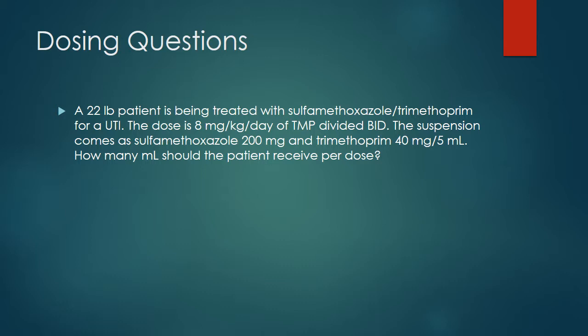The dose is 8 mg per kilo per day of trimethoprim divided BID. And again, this is a big reason why we run into dose errors in the real world: references will have things in mg per kilo per day or mg per kilo per dose, and people don't do the conversions right. Why don't they just do it the same way? It'd be nice if they did, but yeah.